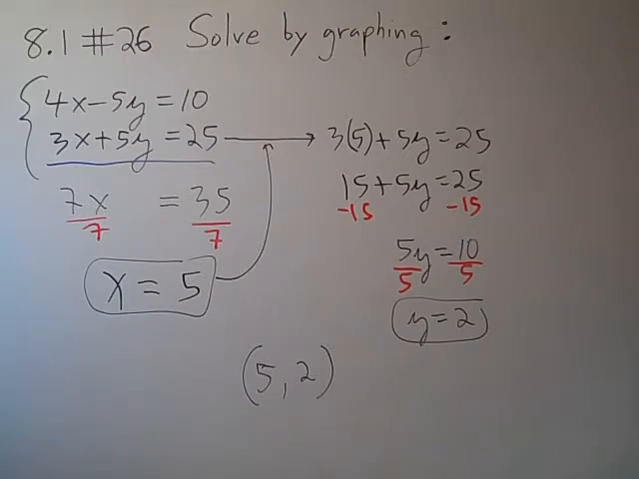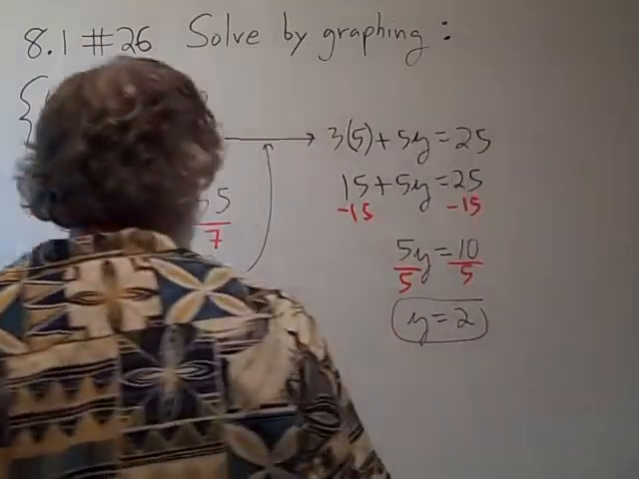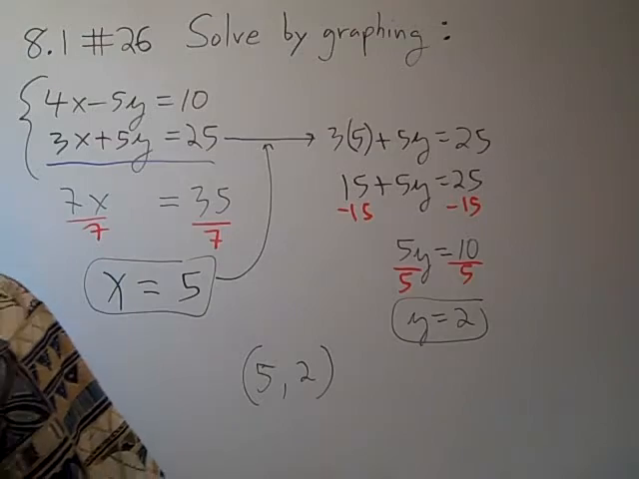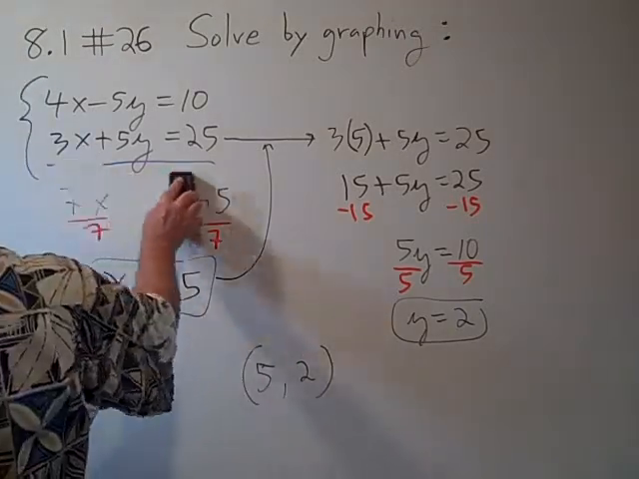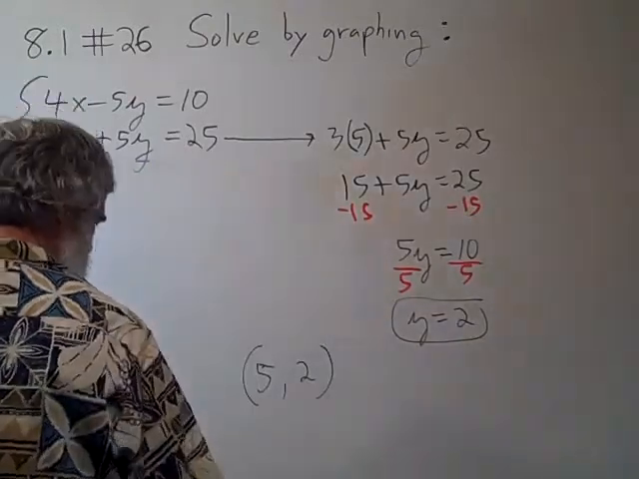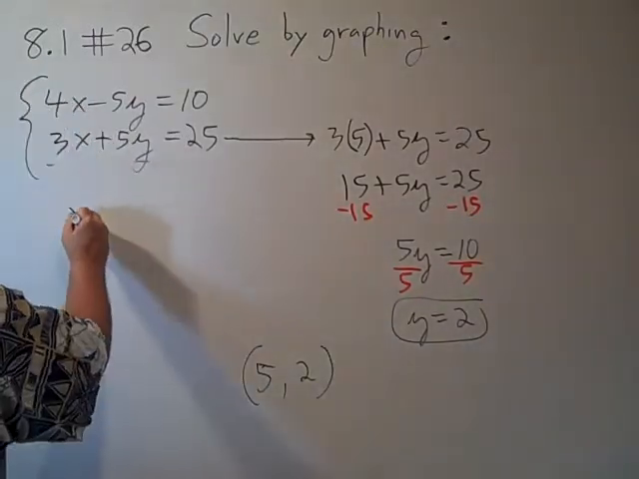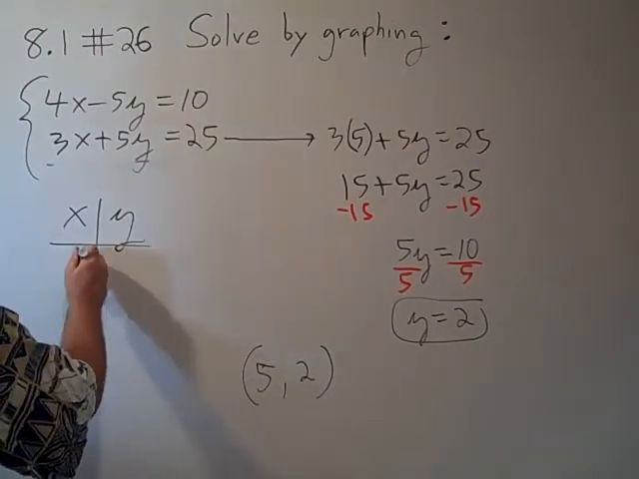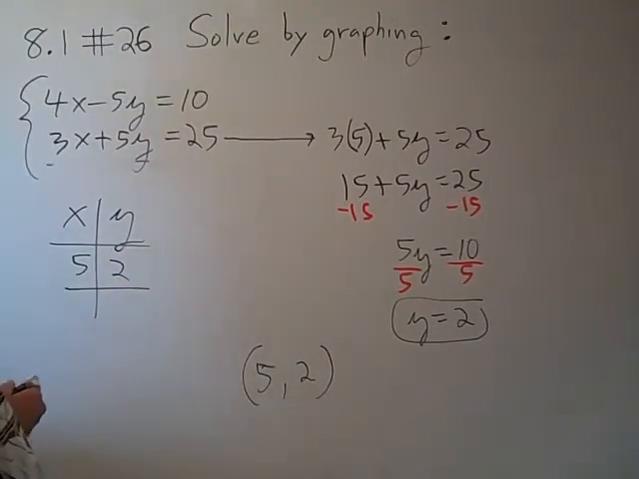This is a method we'll study a little later. It's called the addition method. But anyway, let's use that as a point that we know is on both lines, and let's graph them. Anyway, now we know this point is on both lines. So let's graph the first line. We know that's a point on the line. Let's find another point.